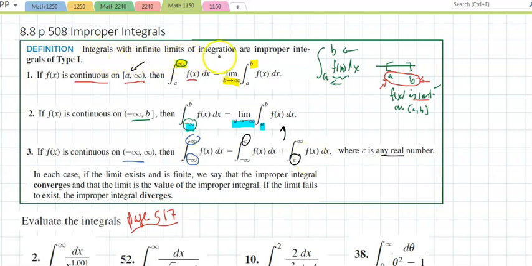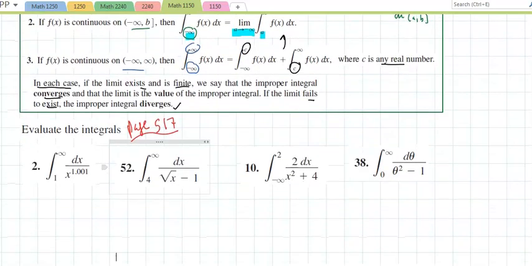Integrals with infinite limits of integration are improper of type 1. Type 1 when those are infinite. Type 2 when this is not continuous. 1 we dealt with, 2 we dealt with, and 3. So this is how you take the integral, but how do you make a conclusion? In each case, if the limit exists as a finite number, as an actual number, not infinity and not negative infinity, we say the improper integral converges. And if the limit fails to exist, if you get infinity or negative infinity, then we say the improper integral diverges.